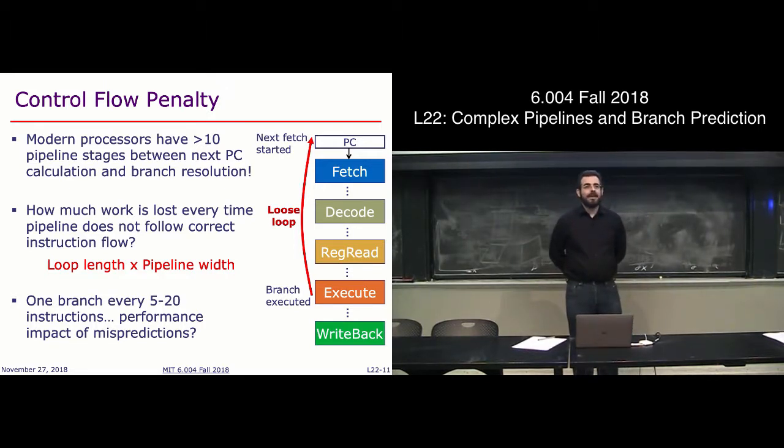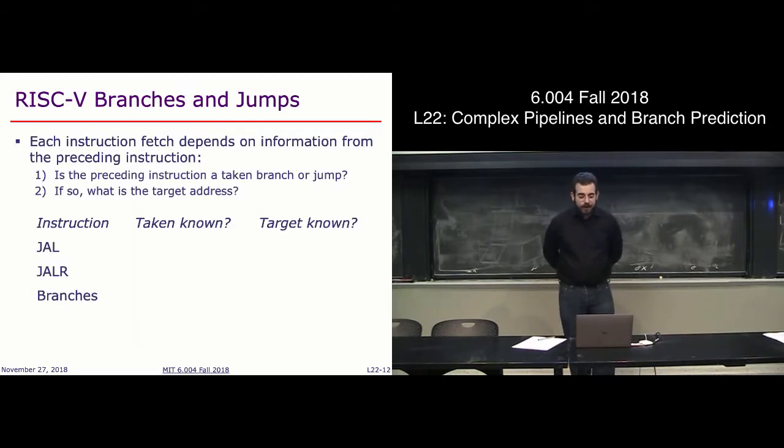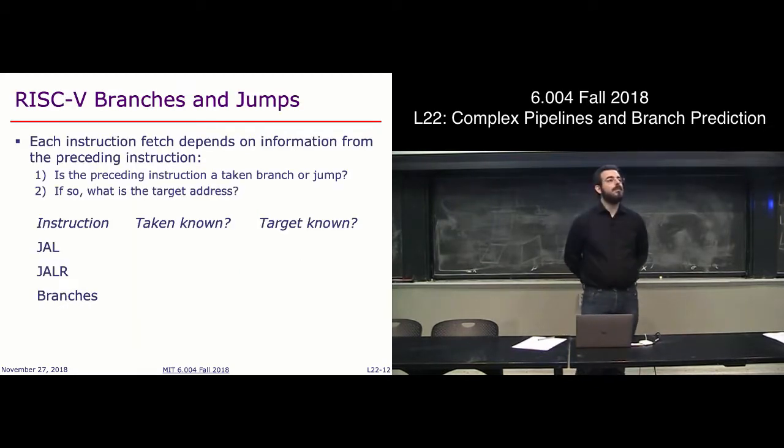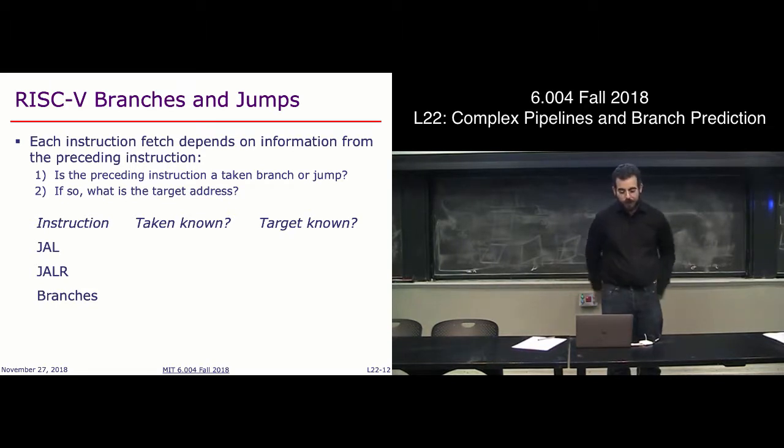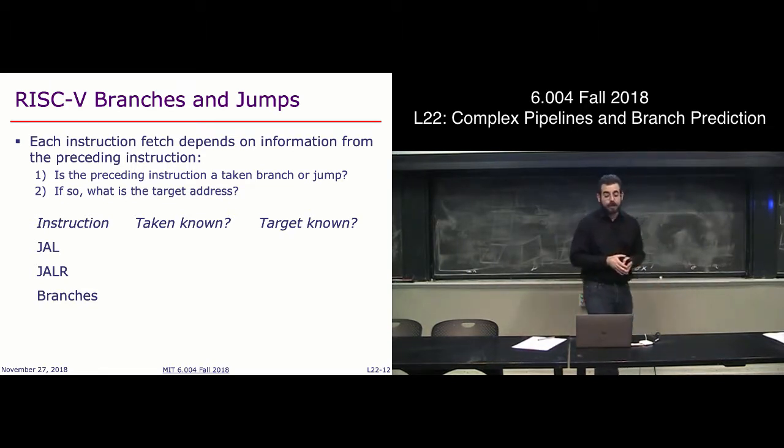Okay? So again, the name of the game here is to improve the accuracy of guesses. And so let's go back to RISC-V branches and jumps. And so remember that control flow hazards happen because each instruction fetch depends on information from the preceding instruction, or some number of preceding instructions ahead.